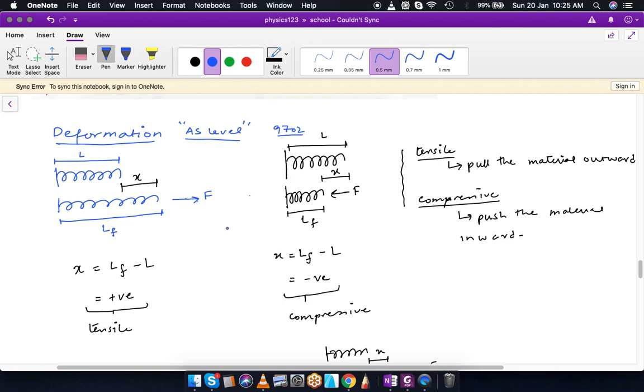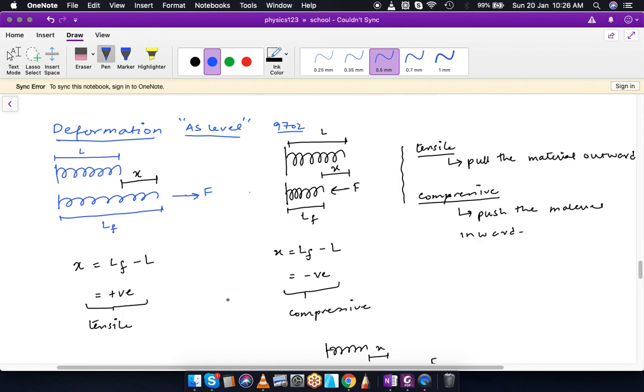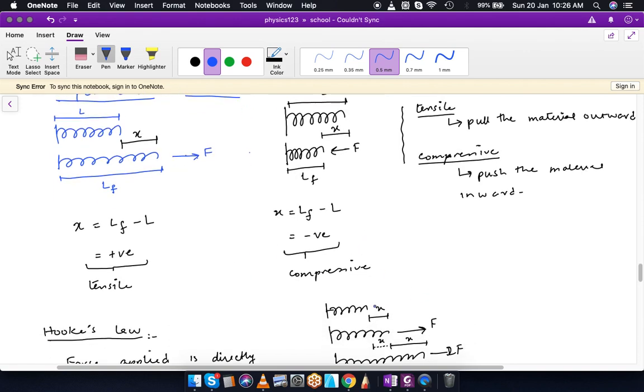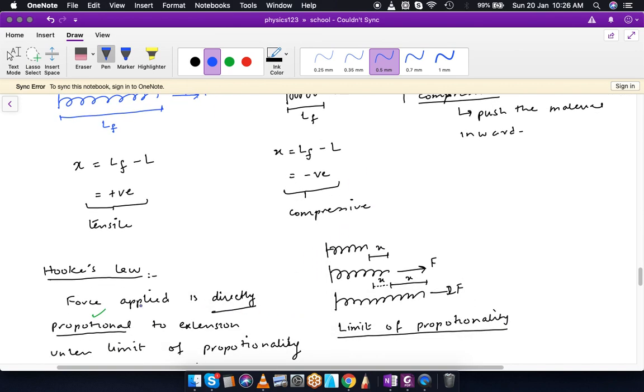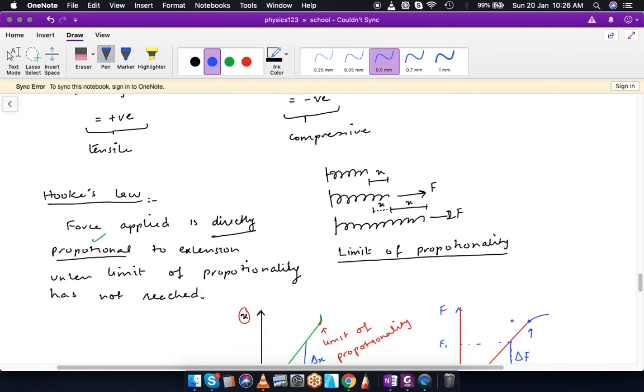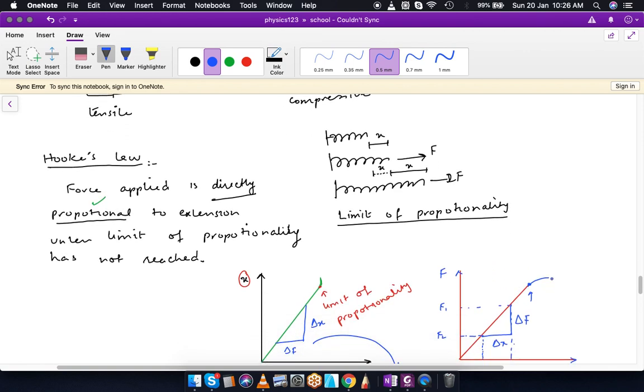So first of all, I told you that whenever there is a positive extension, when you apply force on it outward, that's called tensile force, and when there is negative extension where you compress the material, that's a compressive force. Now Hooke's law told you that the force is directly proportional to the extension caused, unless the limit of proportionality has been reached. And the limit of proportionality is the point where a material starts to curve and stops following Hooke's law.